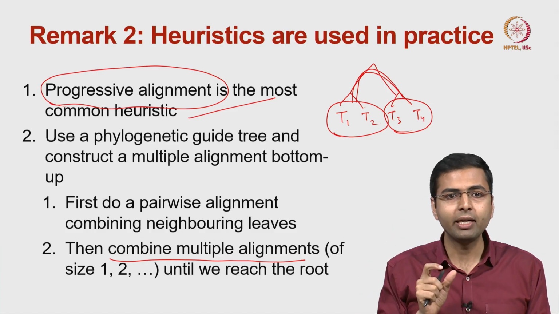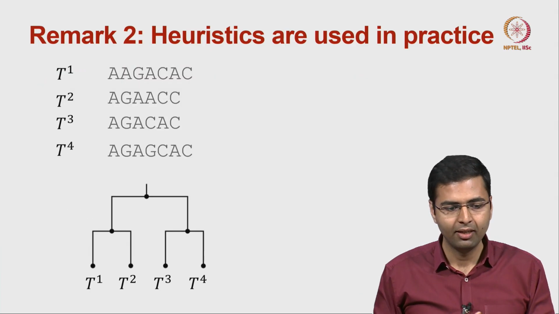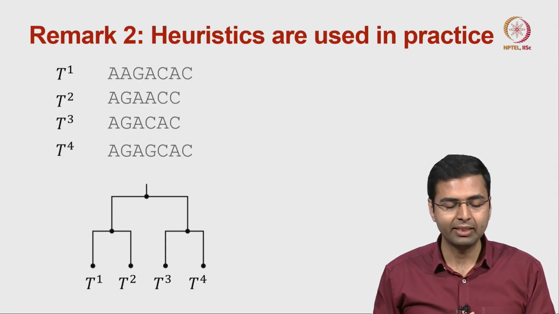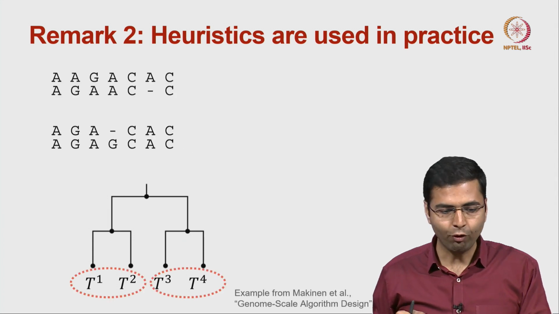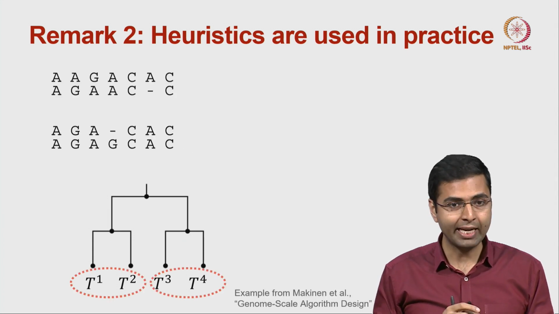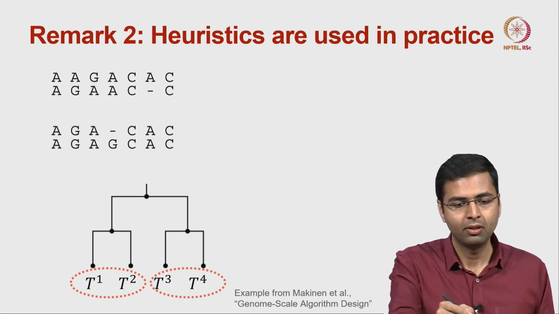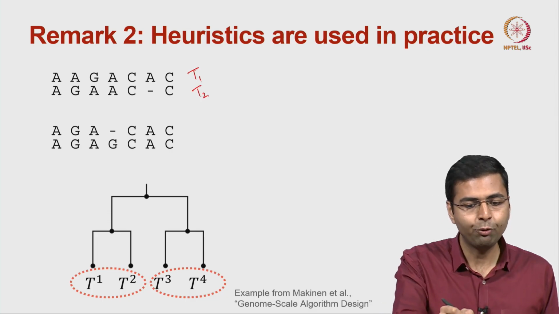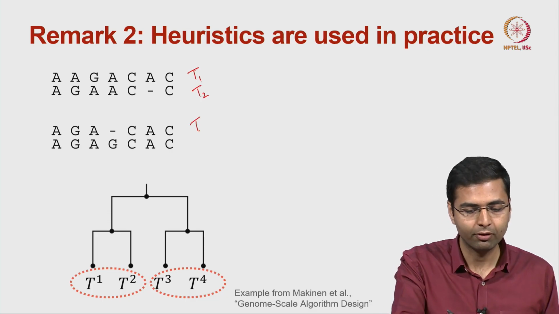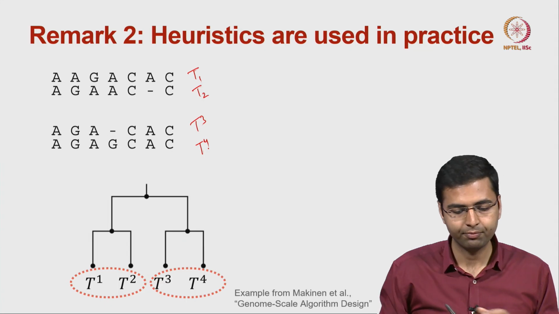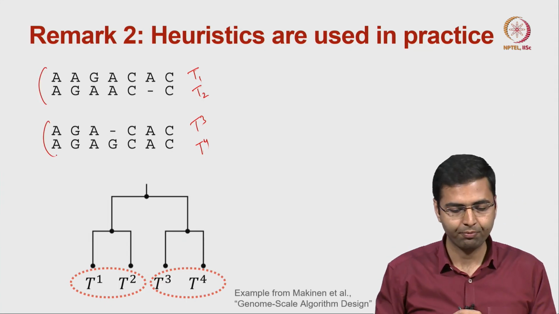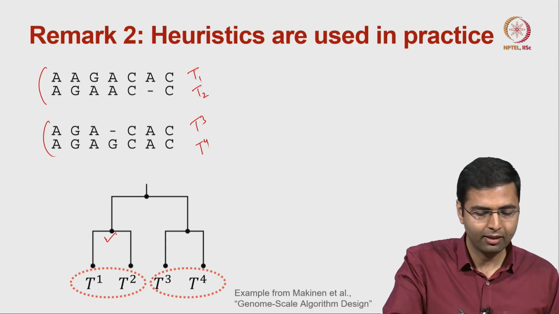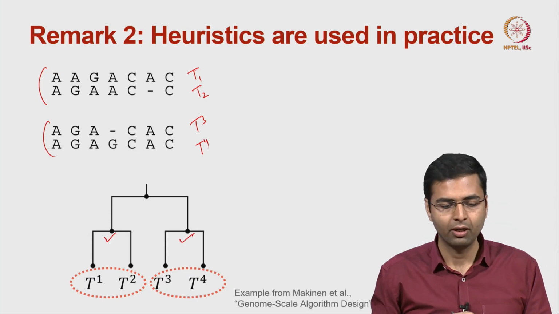This idea will become more clear if we look at an example. So let us say that these are the 4 sequences given to us, and at the bottom I am showing you a guide tree. As a first step, I am going to compute pairwise alignments of T1 and T2, and similarly I will compute a pairwise alignment of T3 and T4. So we have a pairwise alignment here and we have a pairwise alignment here. So this step is taken care of.